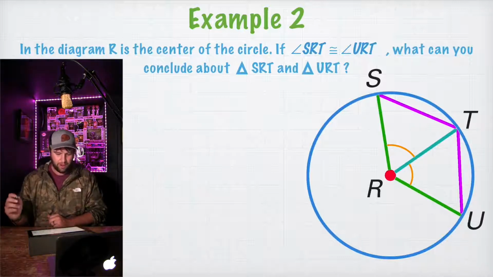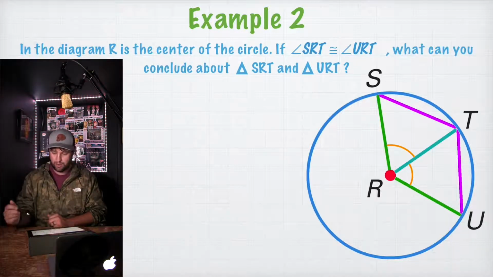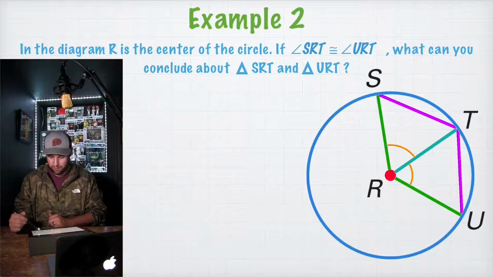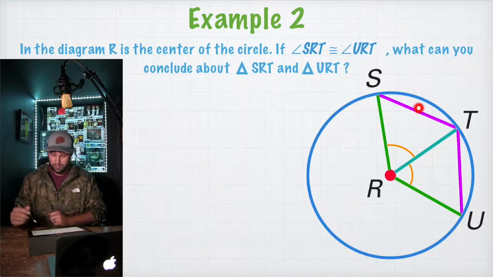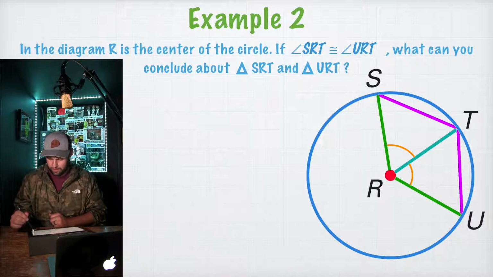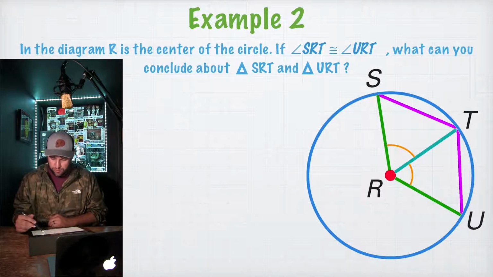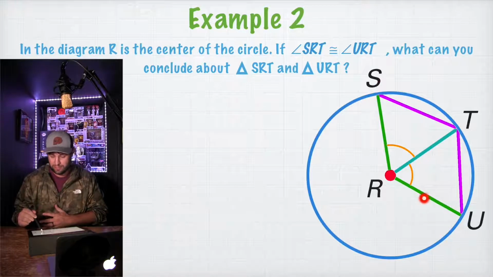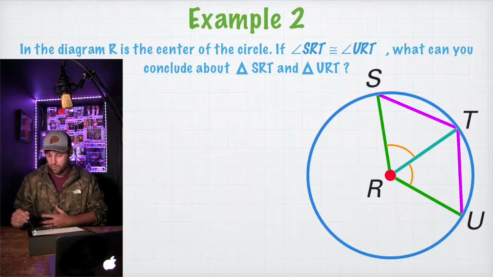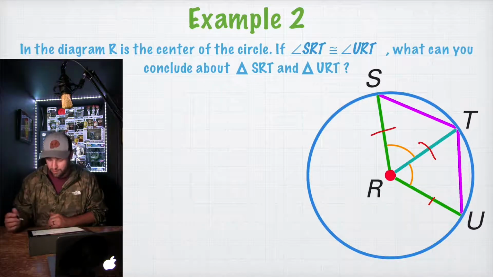In the diagram, R is the center of the circle. If angle SRT is congruent to angle URT, which is already labeled in our diagram, what can you conclude about triangle SRT and URT? So what can you conclude about this triangle and this triangle? Well, they tell us that R is the center. So from the edge to the center of a circle, what do we have there? We have the radius, okay? And the radius of a circle, no matter where you draw from, is going to be the same. This radius is the same as this radius, which is the same as this radius. So we can actually say that all three of these lines are congruent.